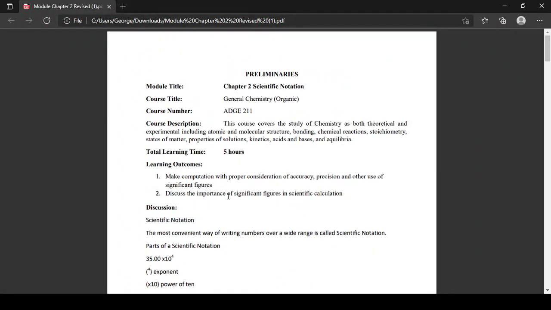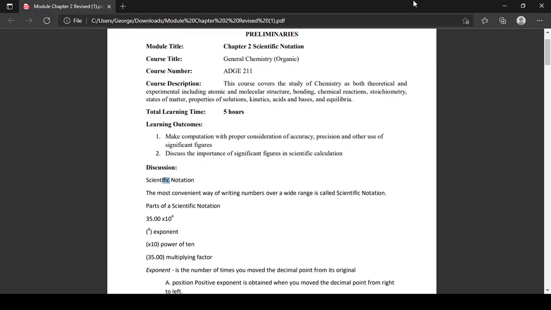Because now we are in our module 2, your scientific notation. So kids, when we say scientific notation, it is the most convenient way of writing numbers over a wide range. And that is called, again, our scientific notation. So we have 3 parts, kids, in our scientific notation. We have your exponent, your power of 10, and your multiplying factors.